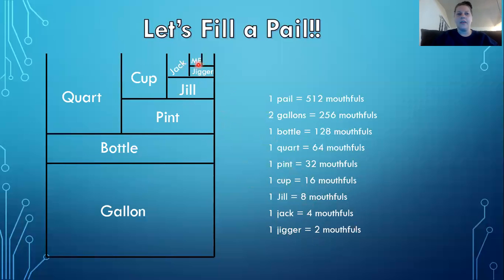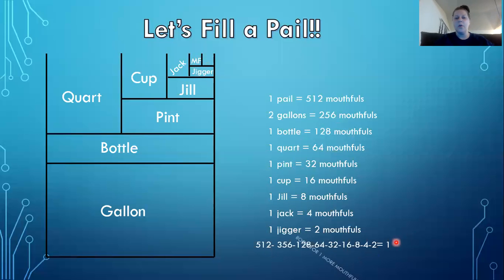And then right over here, 1 Jigger is equal to 2 mouthfuls, as we see. So we're going to split this other Jigger in half, and it's going to be 1 mouthful. And now we see that we have an extra area, so that shows that our pail is not overflowing and it's not equal. So we want to know how much we have left. So we are going to take all of these numbers and subtract them from 512. And that gives us 1 mouthful left in the pail.